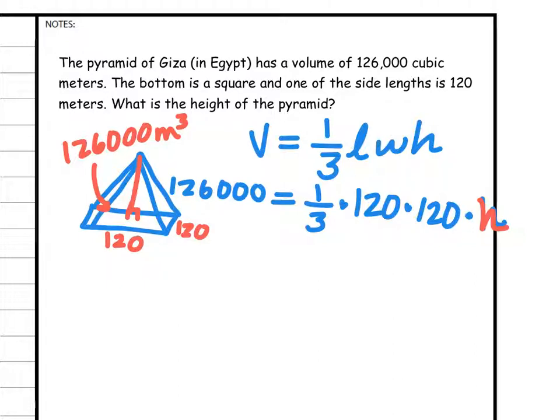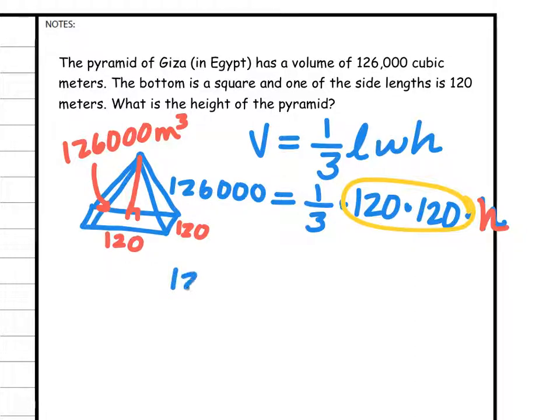Right now, 1/3 is being multiplied times 120 and 120. So before I could do this in pieces, I could divide each number away. But this one is actually kind of easy to simplify first. Could someone raise your hand and tell me what I could simplify before I start dividing things away? I could multiply these. That'd be easy. So let's go and do that.